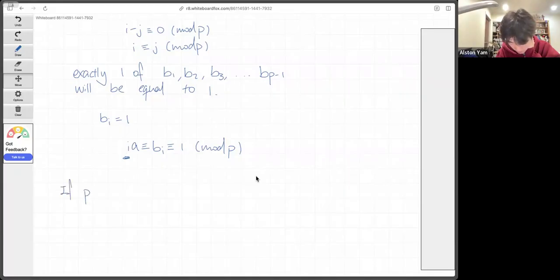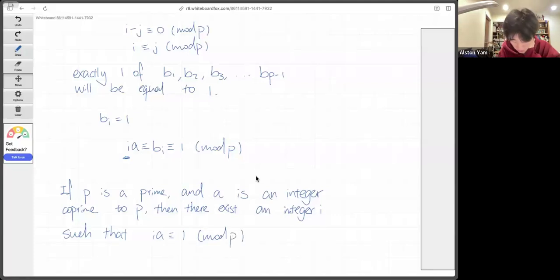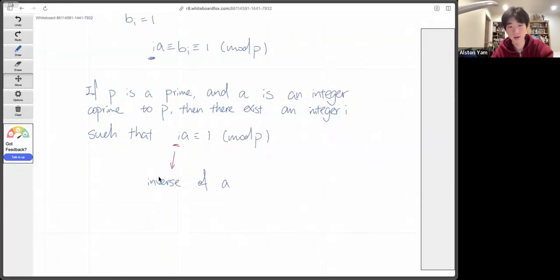If P is a prime and A is an integer coprime to P, then there exists an integer I such that IA is congruent to 1 mod P. And we will call this I the inverse of A. We'll call I the inverse of A.